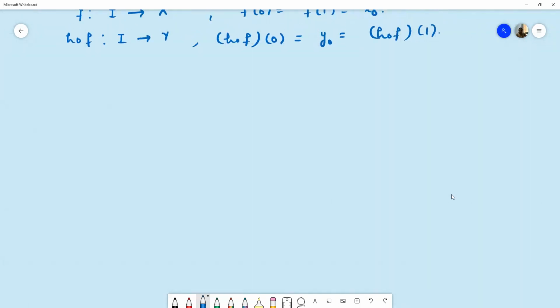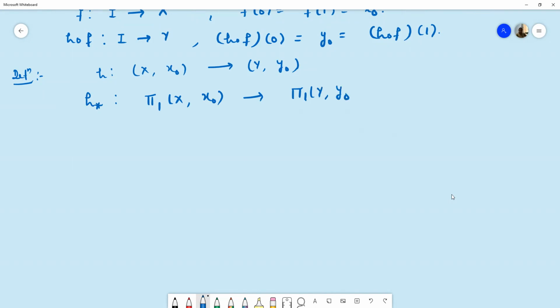So now we define the homomorphism induced by this continuous mapping h. So now we take h is a continuous map from X, x naught to Y, y naught. So we define h star from pi1 of X, x naught to pi1 of Y, y naught. Now we define this mapping by h star of the homotopy class of path f. This is the homotopy class of path h circle f.